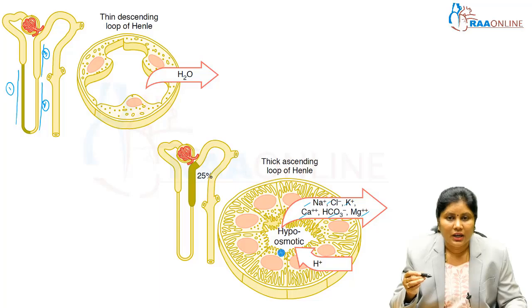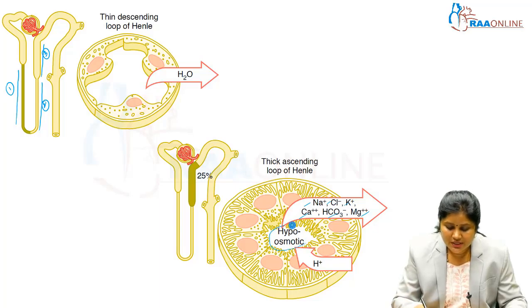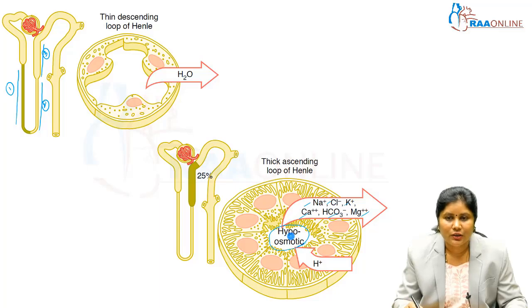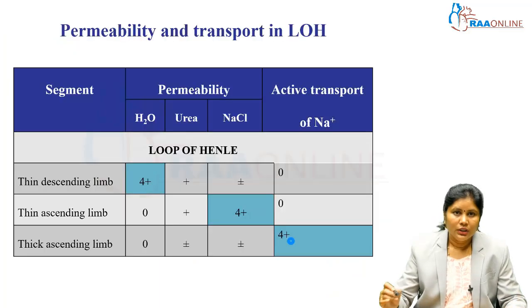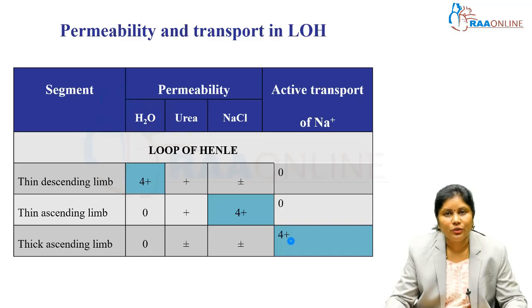Both the thin ascending limb as well as the thick ascending limb, they are impermeable to water, and that's why the fluid that is present inside the thick ascending limb is actually the hypotonic fluid or hypoosmotic fluid. Remember, in the proximal tubule it was isoosmotic. Here it becomes hypoosmotic because all the solutes are taken away, the water is remaining inside the tubules, so it is hypoosmotic in nature. What are the permeability characteristics of the loop of Henle?